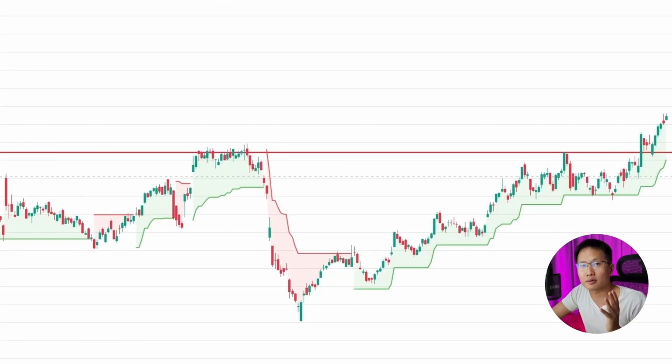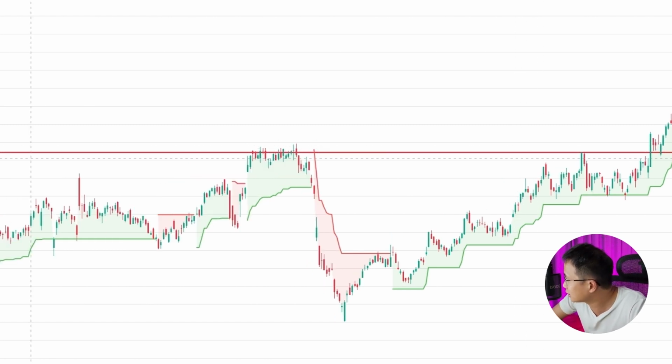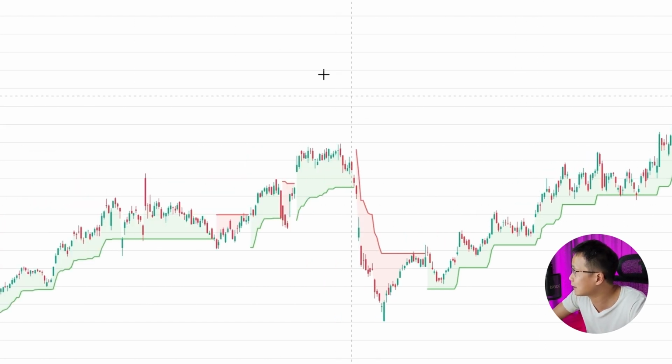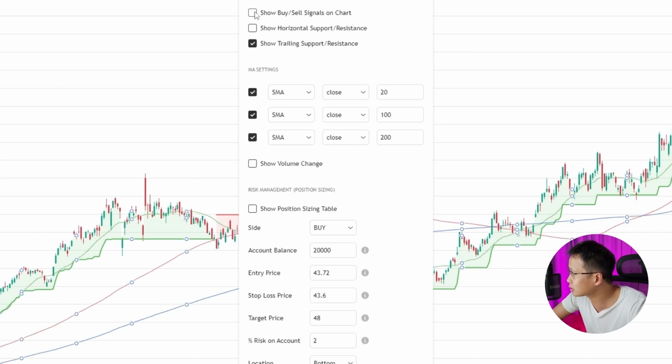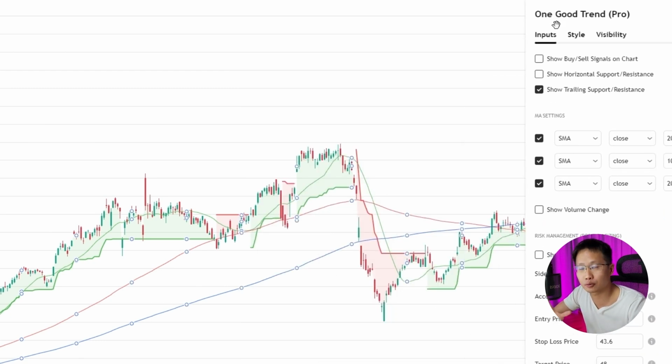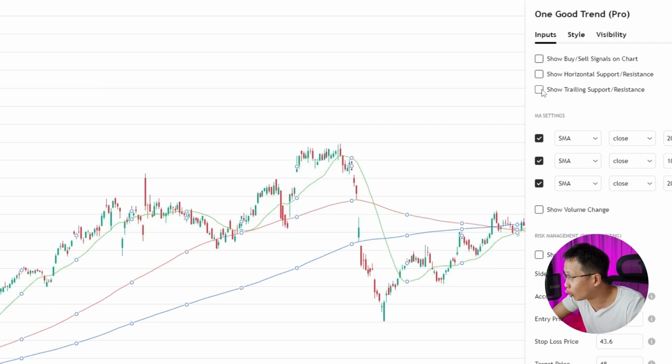All right, so before we talk about step 6 and 7, let me just do a quick run through. Let me turn off everything, and I could also turn on what we call the moving averages over here. I could also turn on what we call the buy and sell signals. Look at this, right? Based on this one GT Pro indicator, let me turn off the trailing support and resistance, and I could turn on the buy and sell signals.